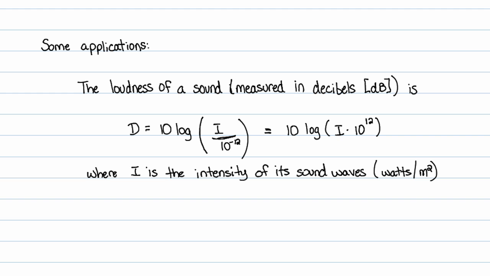You can rip the negative off that exponent and put that thing upstairs. So that's really what it means. Anyway, where I is the intensity, the energy intensity of the sound waves in watts per square meter. So that's the actual energy, not the sound we hear. I is the energy emitted from the sound.